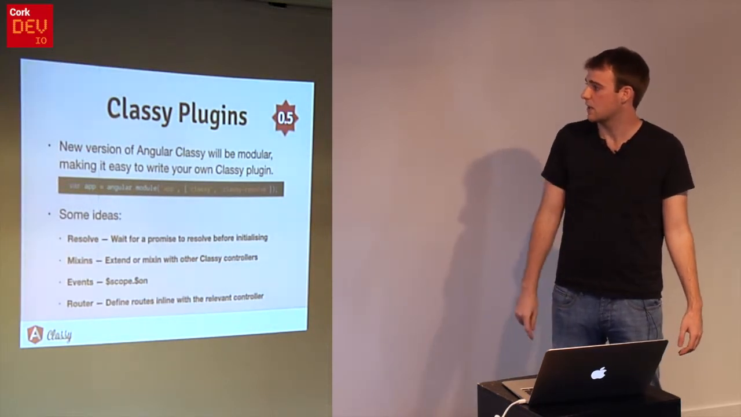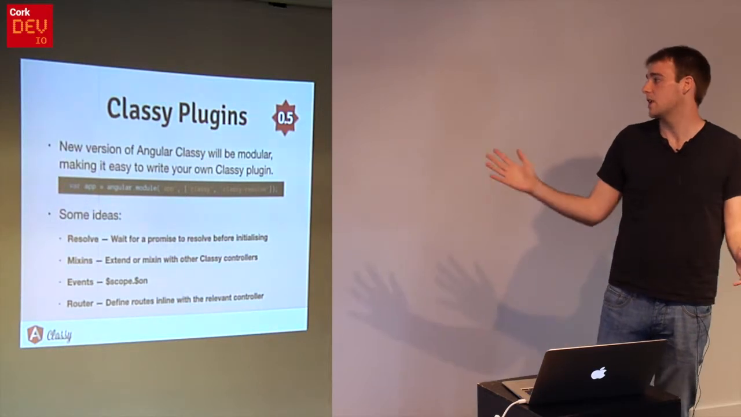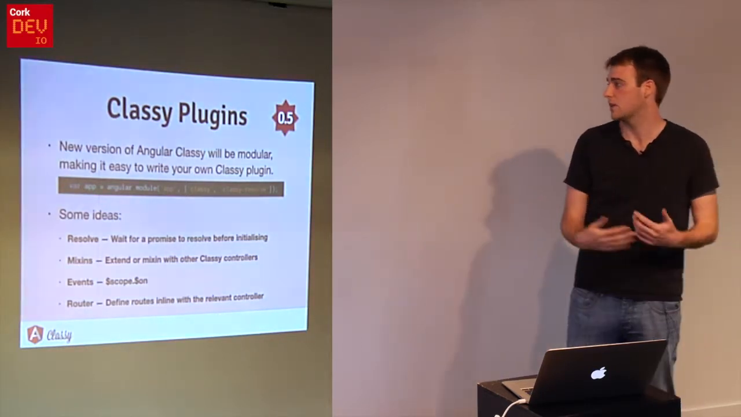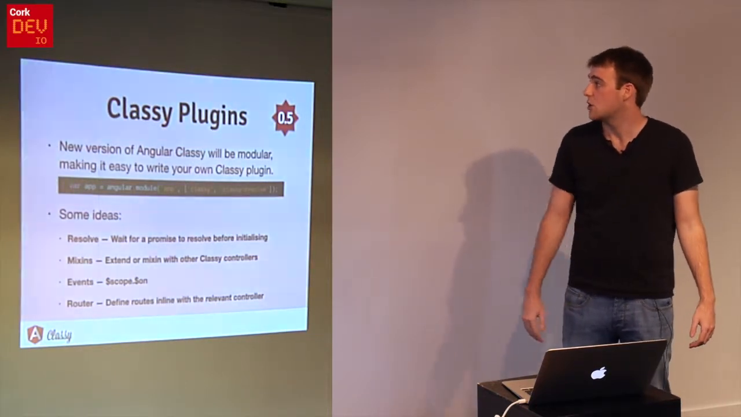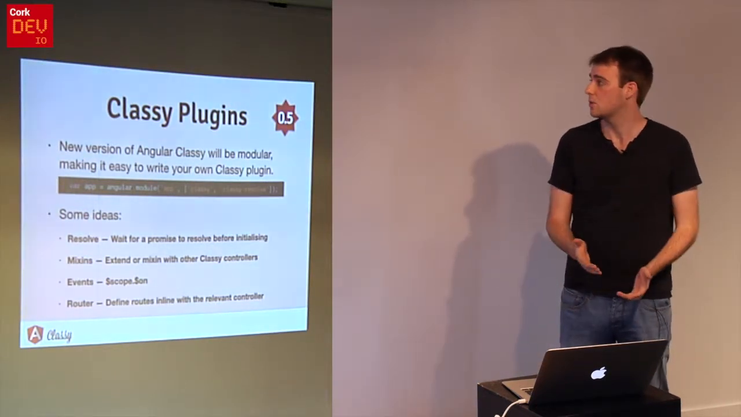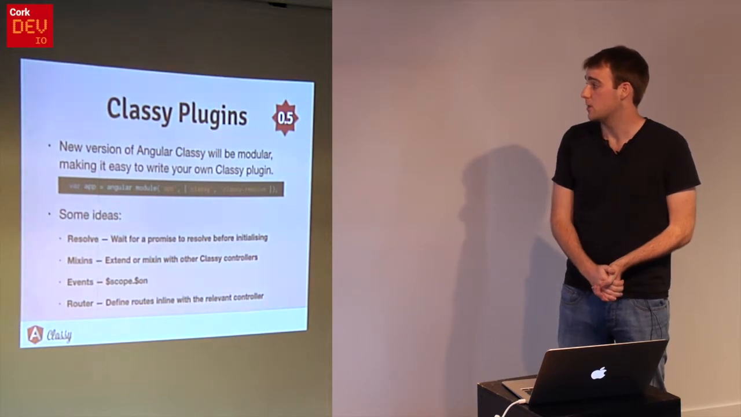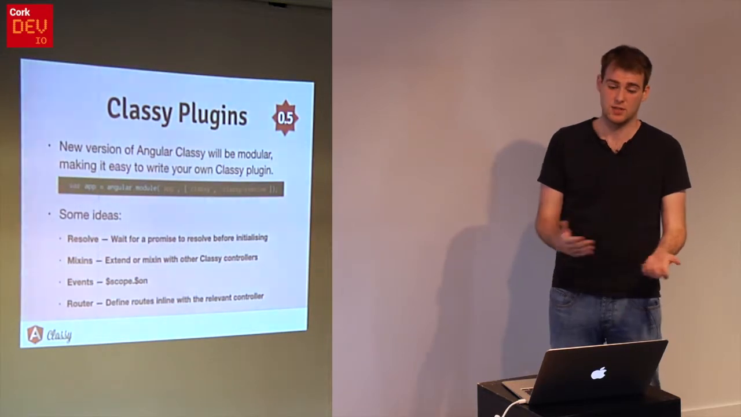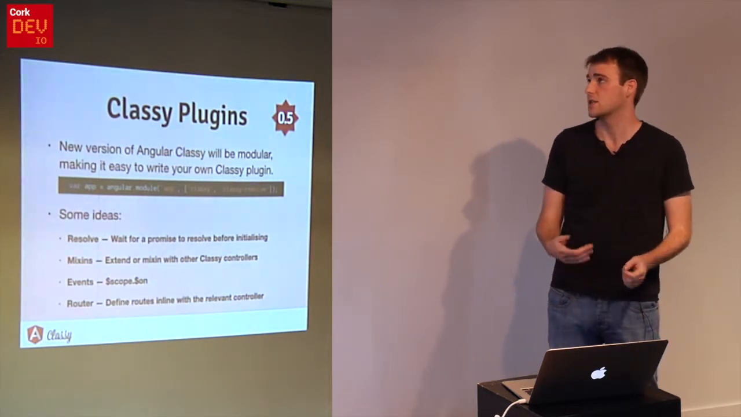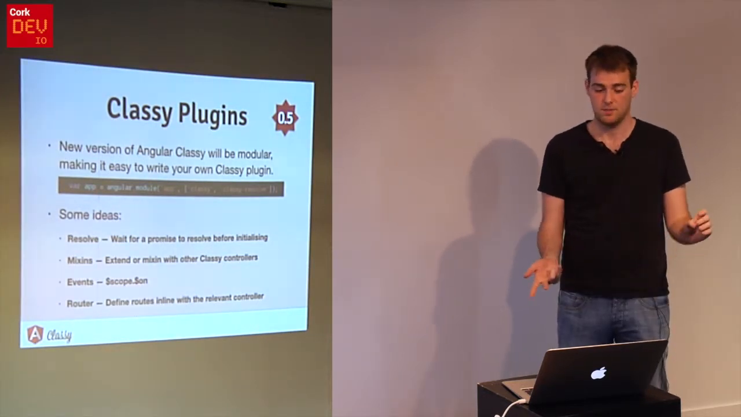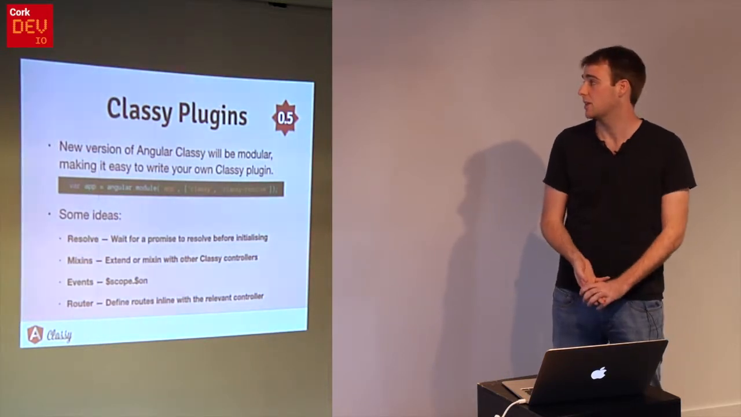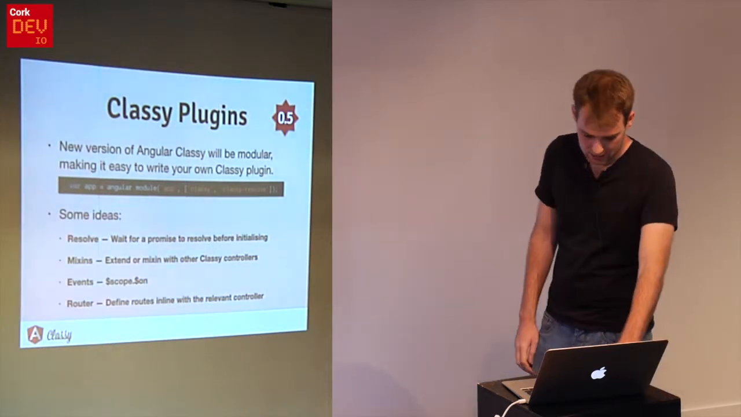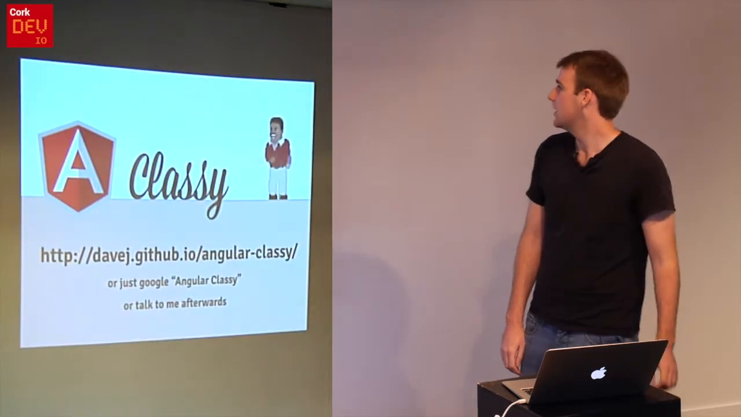Because Angular Classy is now modular, you could do events using $scope.$on. Just like you have a watch object, you could have an events object, or you could even put your entire router inside of the Classy controller, which would be similar to how a lot of the server-side frameworks do this, like Sinatra, Flask, and Pyramid. A lot of them like that approach, and if you have a really minimal app, maybe it makes sense. So that's pretty much it.